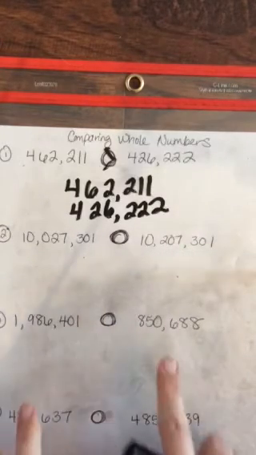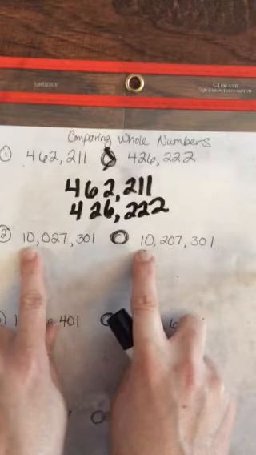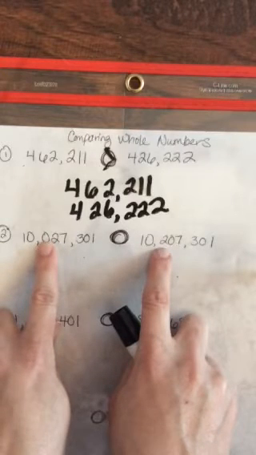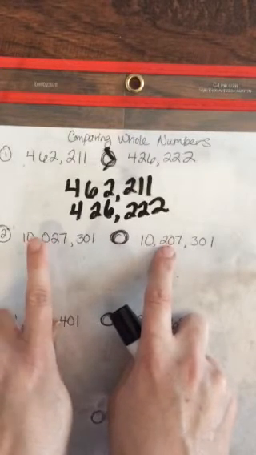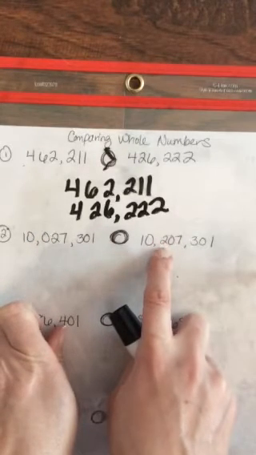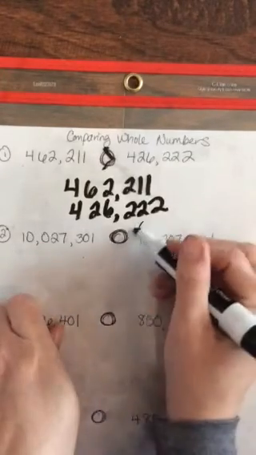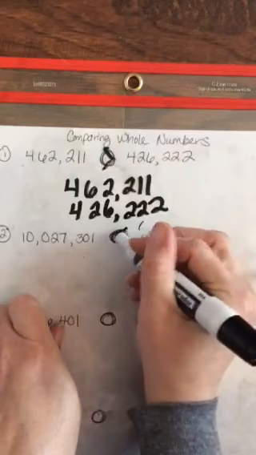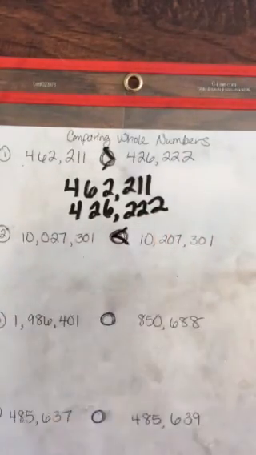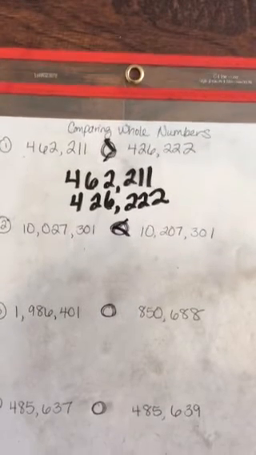So starting in our greatest place value, I notice that we both have a 10 million. Then we go to our hundred thousands place. On my left side, I have a 0. On my right side, I have a 2. Therefore, 200,000 is greater than no 100,000. So we're going to say that it is less than. Our symbol would face to the right.